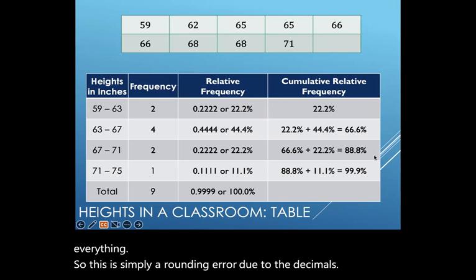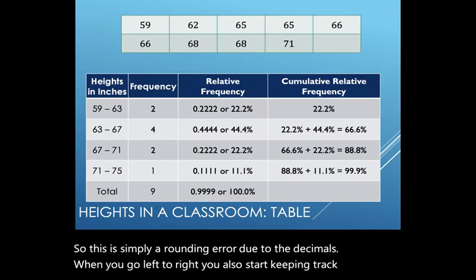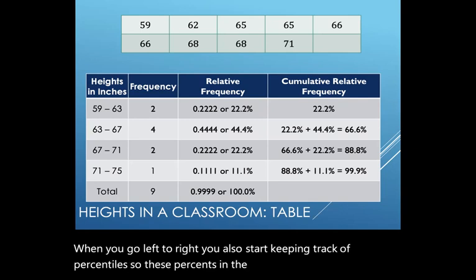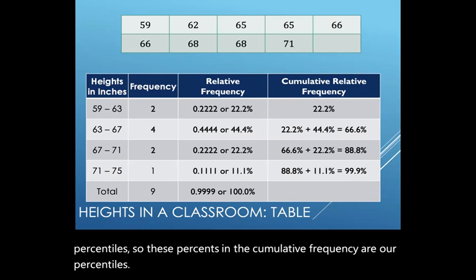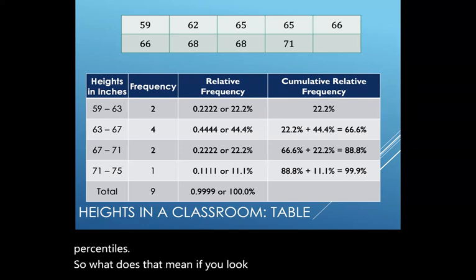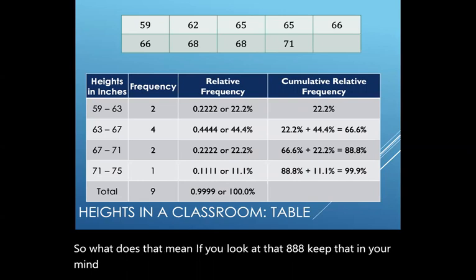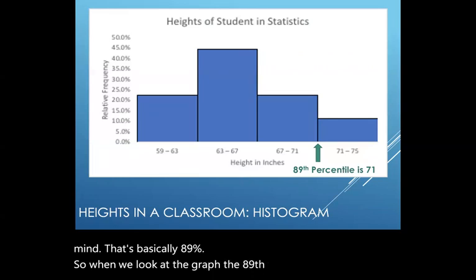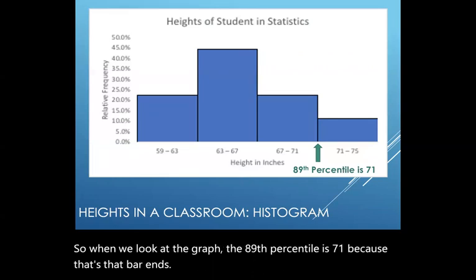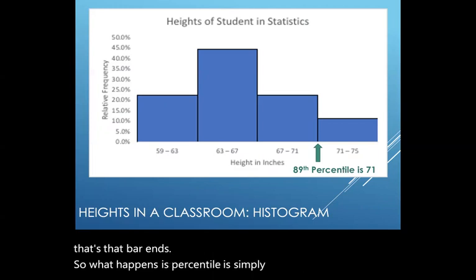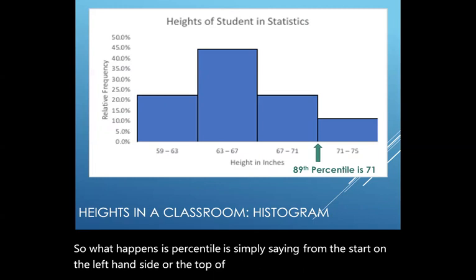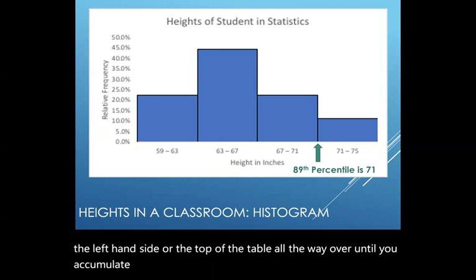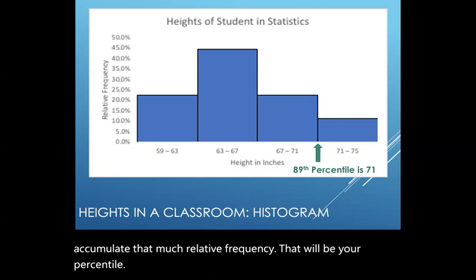Now, when you go left to right, you also start keeping track of percentiles. So these percents in the cumulative frequency are our percentiles. So what does that mean? If you look at that 88.8, keep that in your mind. That's basically 89%. So when we look at the graph, the 89th percentile is 71 because that's where that bar ends. So percentile is simply saying from the start on the left-hand side or the top of the table all the way over until you accumulate that much relative frequency, that will be your percentile. So hopefully that's clear. So those are how percentiles work.